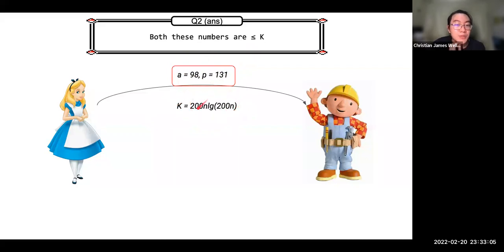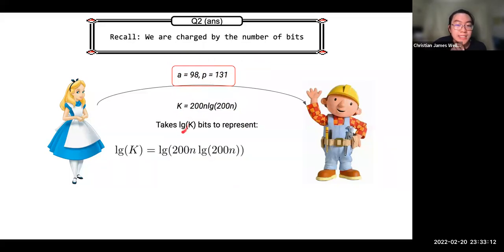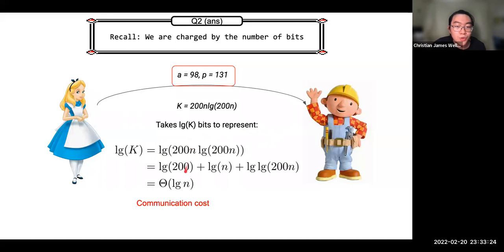In bits, we want to consider the bits. The number of bits required is we just take the log of k to see how many bits are needed to represent it. We get log of k equals log of 200n log 200n. I didn't know how to say that, but I hope this expression is clear. If you do the math carefully, you separate these, and you get log 200 plus log n plus log log 200n.